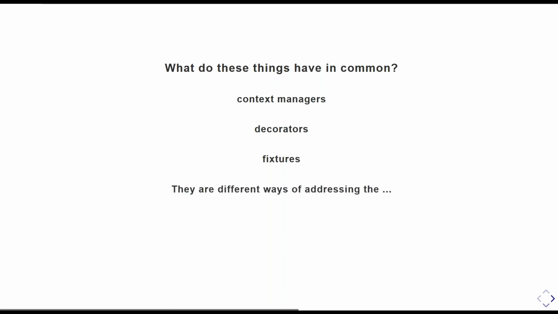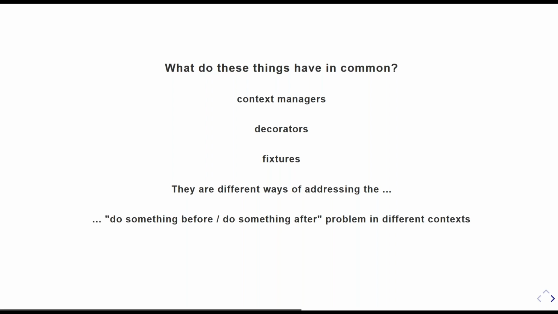There are different ways of addressing the, and I don't know if that's the official name for it, but I just gave it that name, the do something before, do something after problem in different contexts. If you think about it, what does a context manager do? It opens a context, and everything that is in that context manager context is with an active context. And as soon as you leave that context manager context, which means unindenting the code, then you leave that context. So you have that because you need to do something before, for example, opening a file, and then afterwards you need to close it again.